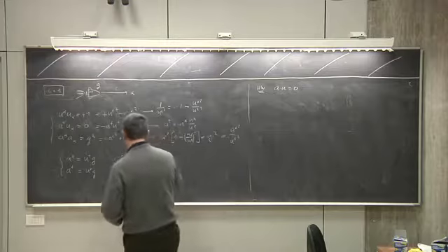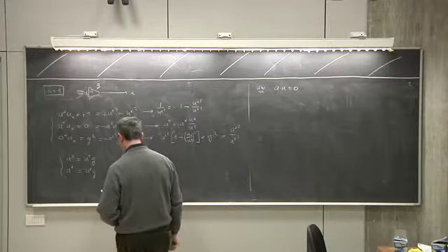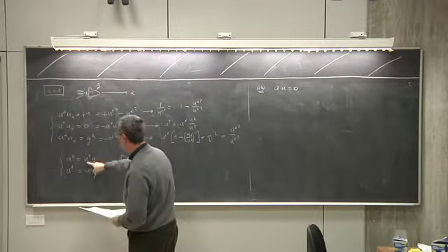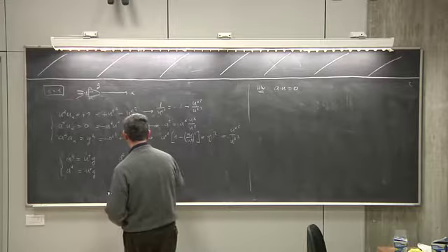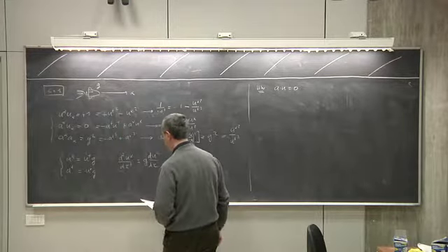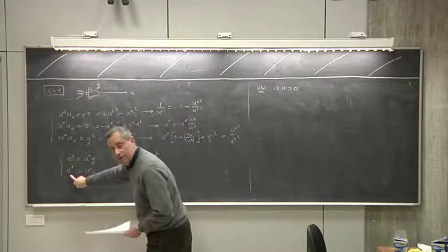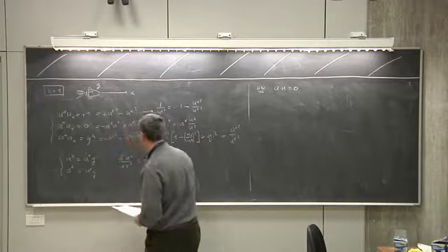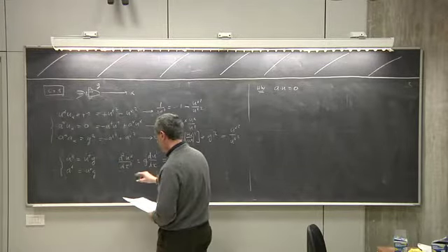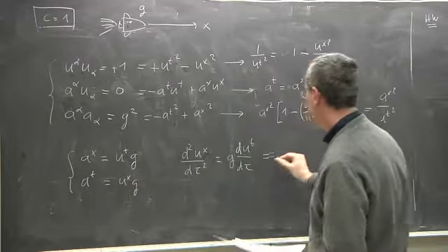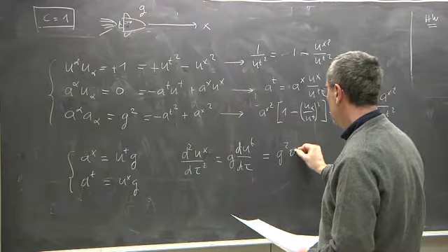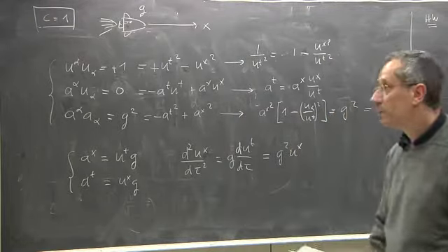So if you take, then on this side, g is a constant, so this is just g d ut d proper time, right? But this is the acceleration, right, by definition. So this is g at, so it's g squared ux.